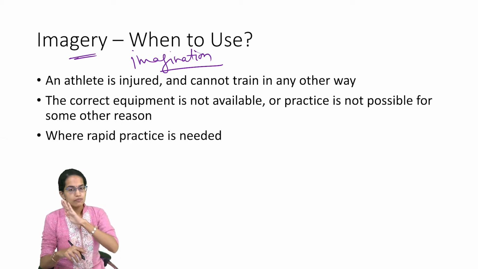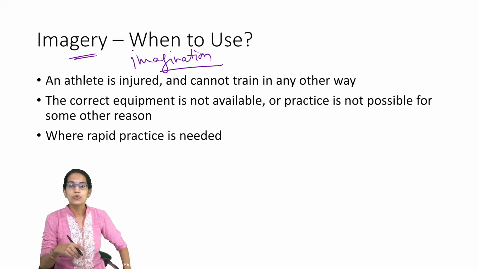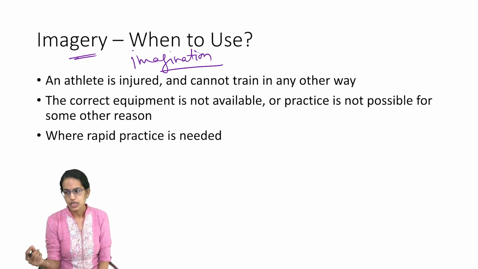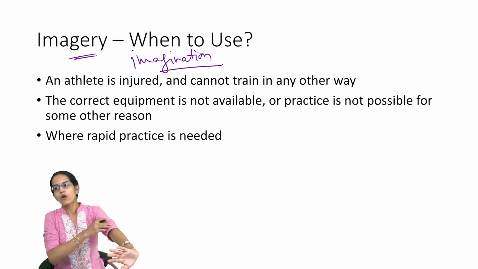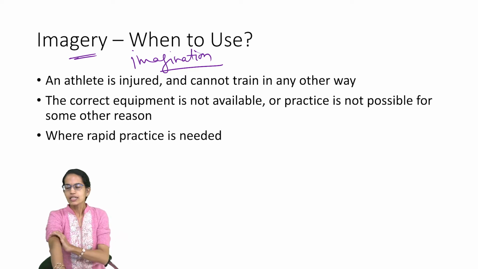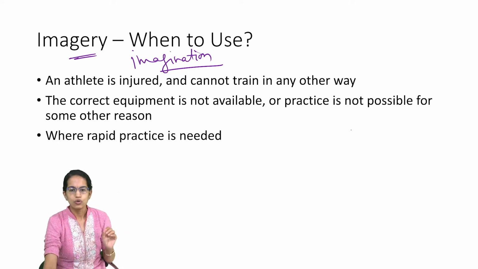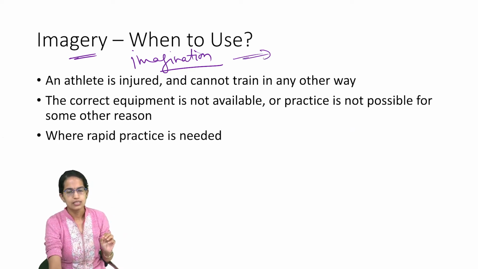If the right equipment is not available or the practice is not possible for some reason, then again imagery works well. And sometimes when you want to do quick practice, rapid practice, then again we use imagery. So imagery rests on a principle that one can exercise these parts of the brain with the input from the imagination rather than from other senses. So we need to focus on imagination rather than any other senses.